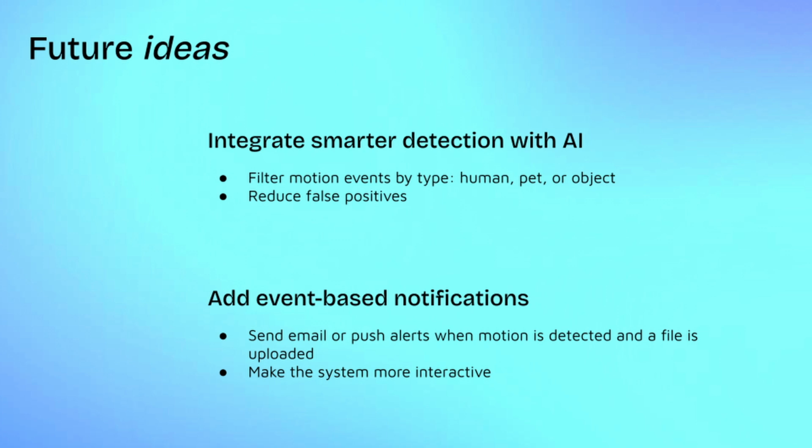And finally, I could integrate smarter detection with a different AI. I could filter motion events by type, humans, pets, or objects. This would greatly reduce false positives and move the system closer to commercial standards. These additions would elevate this from a simple project to a real-world surveillance platform.